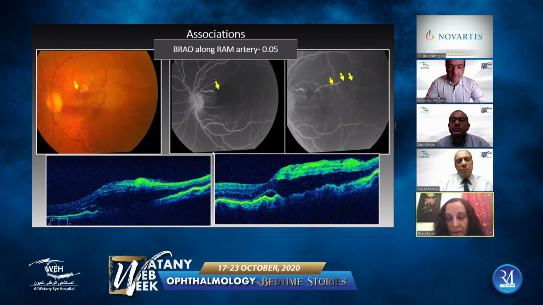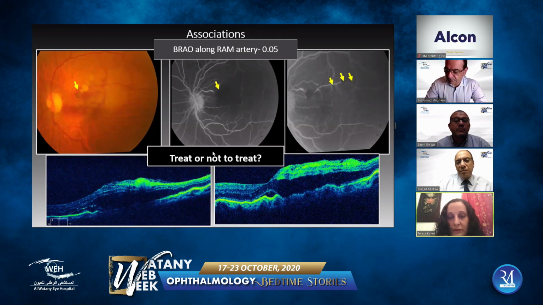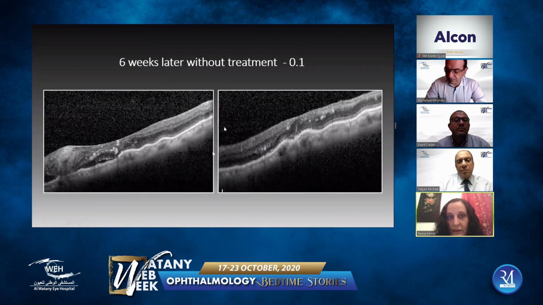Dr. Megan, would you do the same? I may try to inject in these cases, but the coexistence of branch retinal artery occlusions may hold me back from taking this decision. So I prefer in this case to follow up. Okay. So this patient actually had resolution of all the macular edema after 6 weeks on his own, without having any injections.